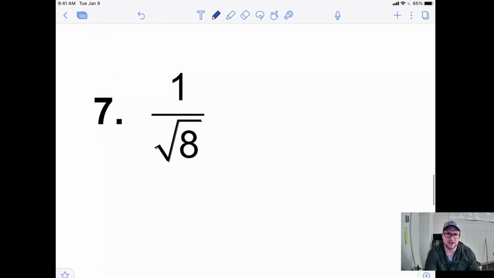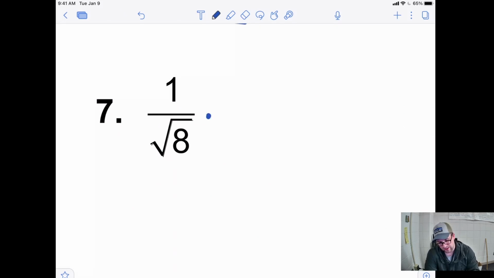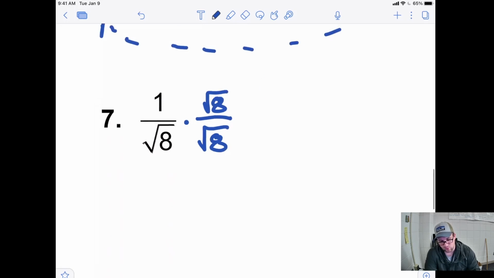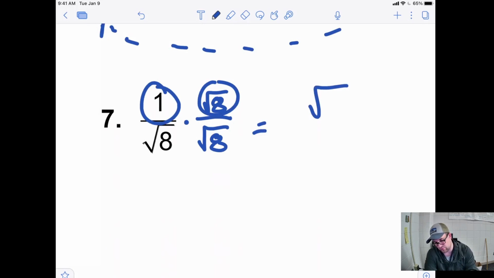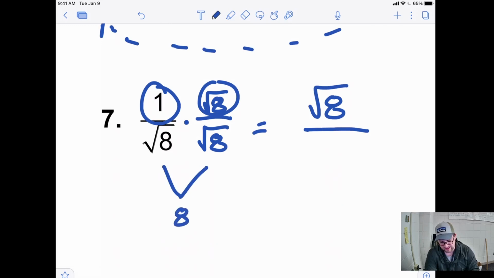Here's another problem. Coming over here, we have 1 divided by the square root of 8. So we're going to multiply by the square root of 8 over the square root of 8. Now, 1 times the square root of 8 is just going to be the square root of 8 up top. On the bottom, the square root of 8 times the square root of 8 gives me just 8. Now, we do have some more work to do on this problem.